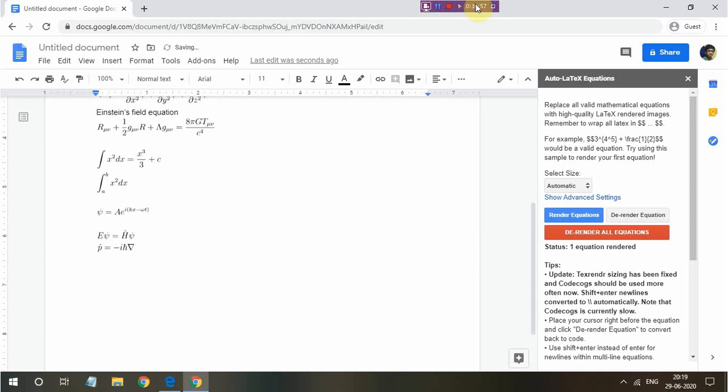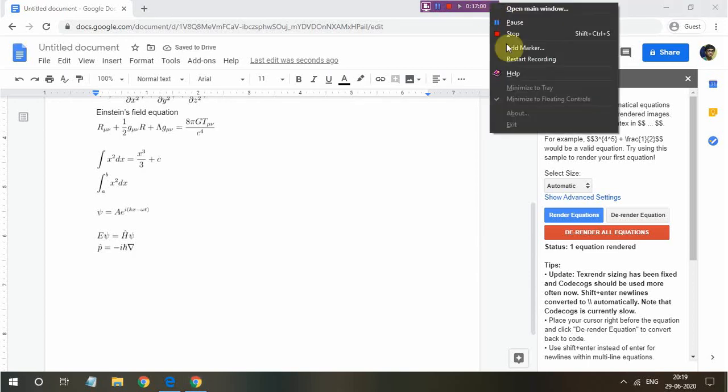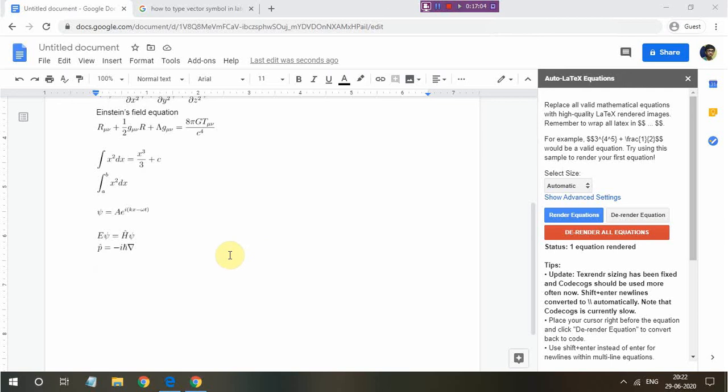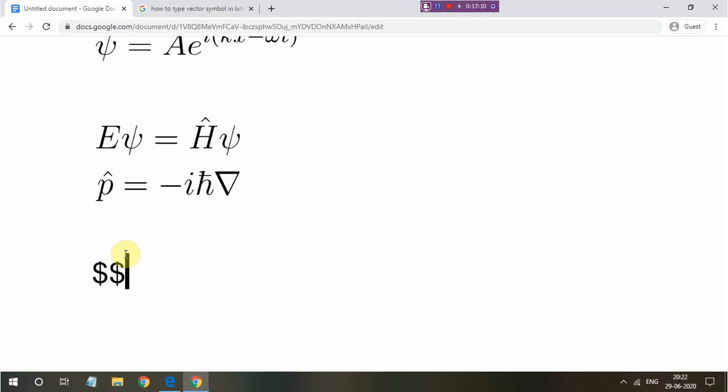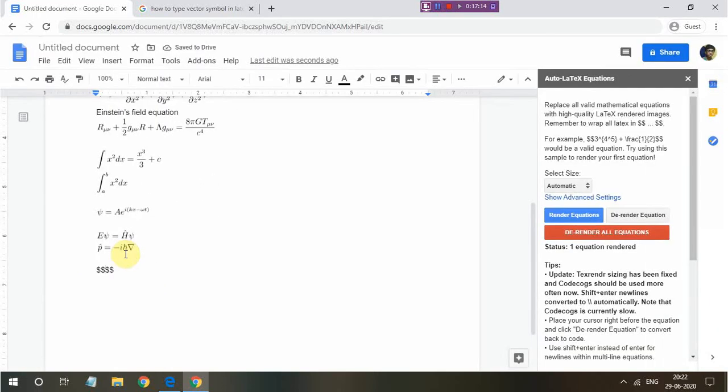And let's see a few more examples. So we'll be considering two more equations, and they'll be very nice equations. They'll give you a very good idea. So let's see how to type these famous equations. It's a very important equation actually.